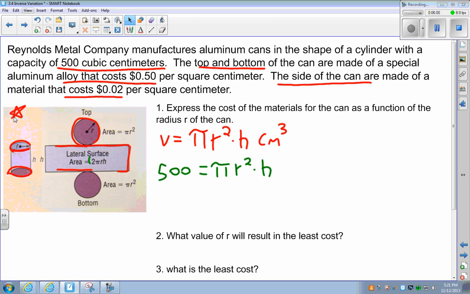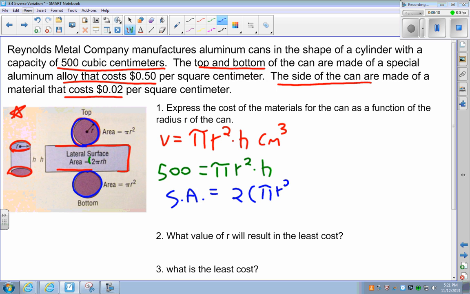And surface area is going to be equal to, when we add up our top and bottom areas, there are 2 because we have 2 of them, pi r squared. Now we just need to add in the surface area of the middle part of the cylinder. It's just 2 pi r times h.